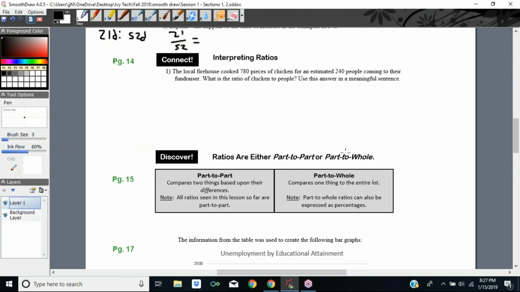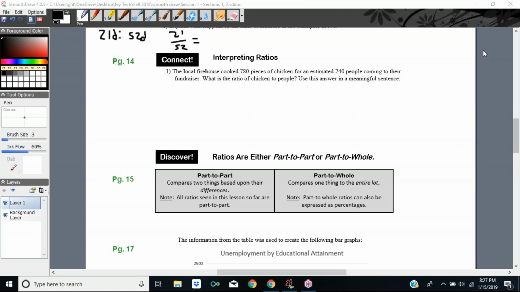All right, so interpreting ratios. It says here the local firehouse cooked 700 pieces of chicken for an estimated 240 people coming to their fundraiser. What is the ratio of chicken to people? And then it says use this in a meaningful sentence.